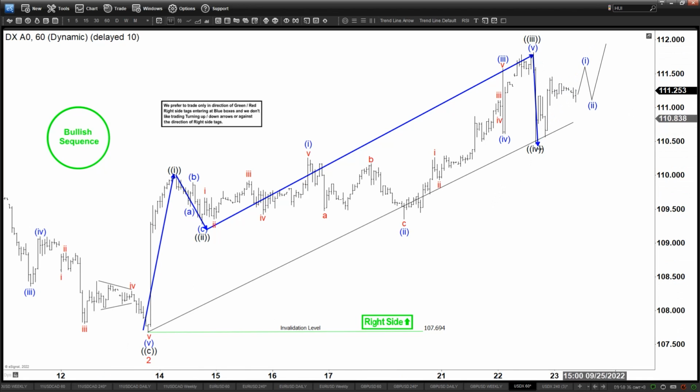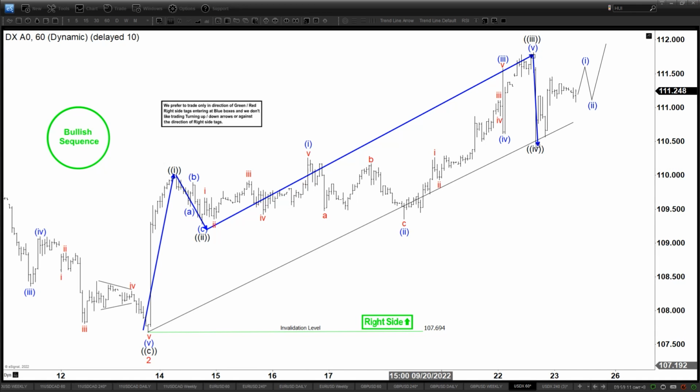We are looking for one more leg higher to finish this wave 5, and with that wave 5 we should also finish wave 3. After we finish wave 3, we should get a bigger pullback to correct this entire rally, and then from there we should go up again, because it's only wave 3. So the idea here is that as long as we stay above 107.7, we should continue to go higher.